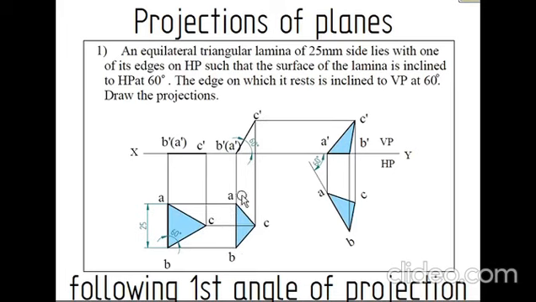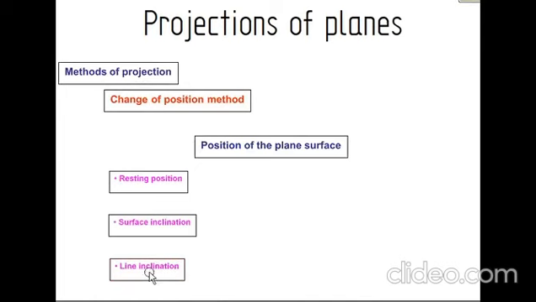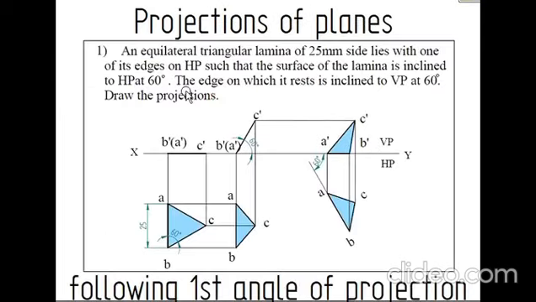Next, the final position has to be represented, which will be identified by the line inclination. You can see in the problem the edge on which it rests is inclined to VP at 60 degrees. So this is the edge which is resting, and this edge has to be tilted at an angle of 60 degrees with respect to VP. So the lamina will be seen in the HP plane. With respect to the VP plane, if it is tilted, the lamina will be seen on the HP plane.